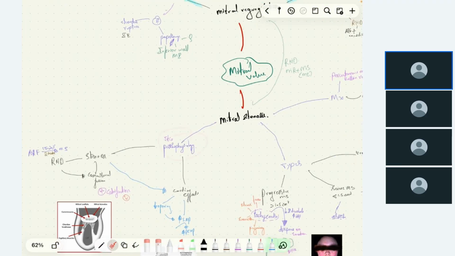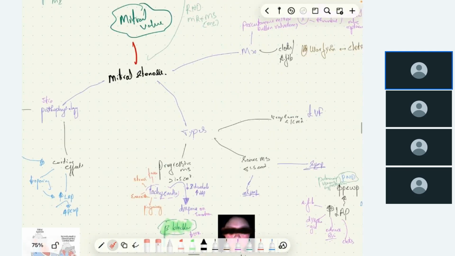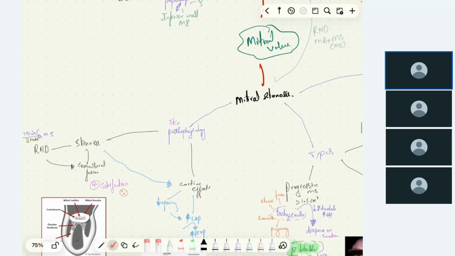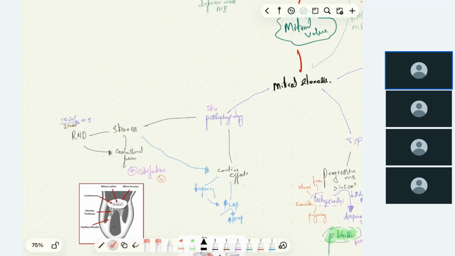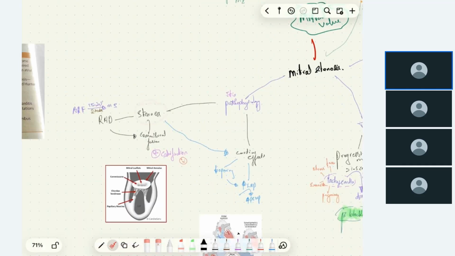The term mitral stenosis itself tells that the mitral valve is stenosed, meaning the surface area of the mitral valve is reduced. We have progressive MS, severe MS, and very severe MS based on the area of the mitral valve, which we'll come to shortly. Now, why does the mitral valve get narrowed? The stenosis most commonly overall is due to rheumatic heart disease.